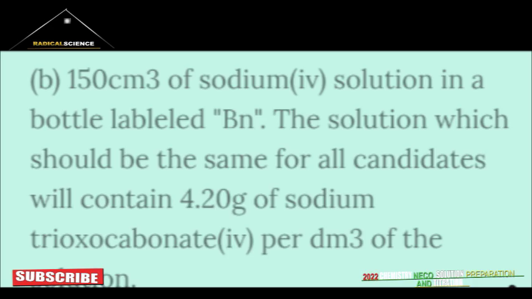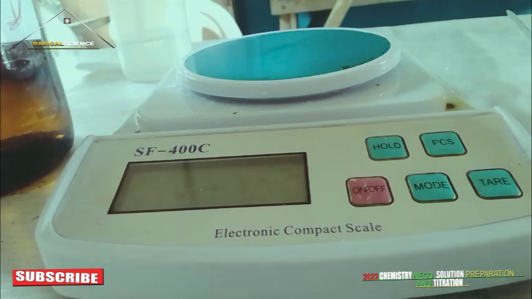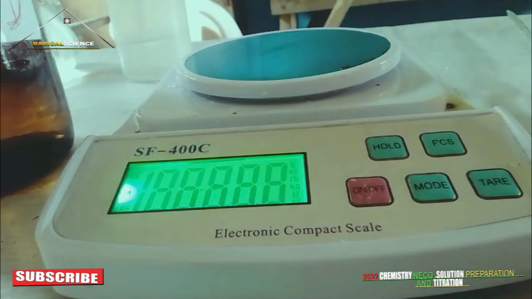Prepare 150 cm cube of sodium trioxocarbonate 4 solution in a bottle labeled BN. The solution, which should be the same for all candidates, will contain 4.20 gram of sodium trioxocarbonate 4 per dm cube of the solution. In measuring our sodium trioxocarbonate 4, we make use of this scale, and we turn it on. At this point it is at 0.00.